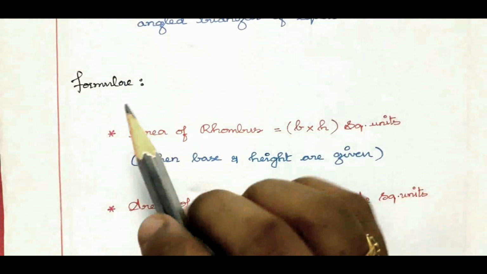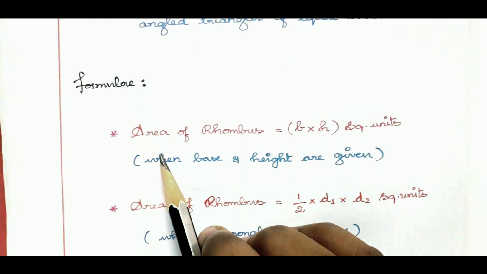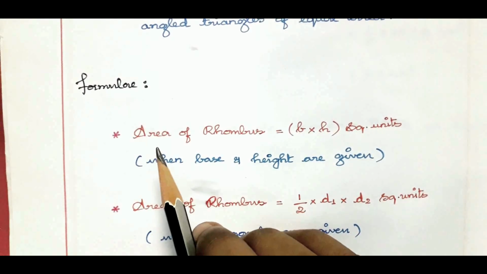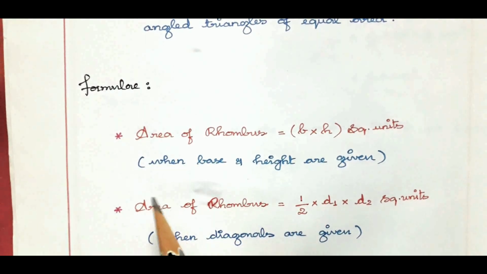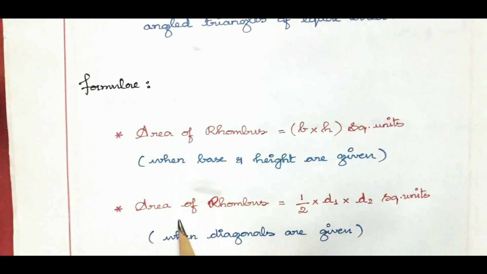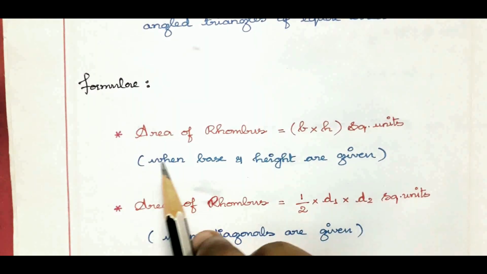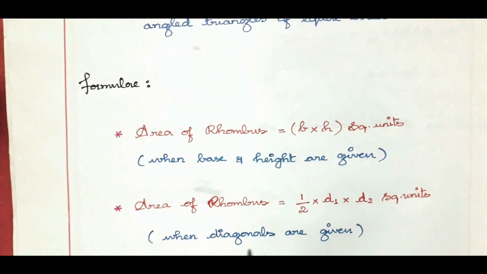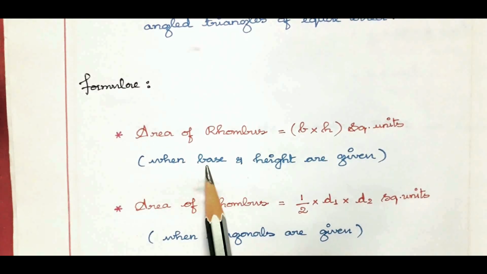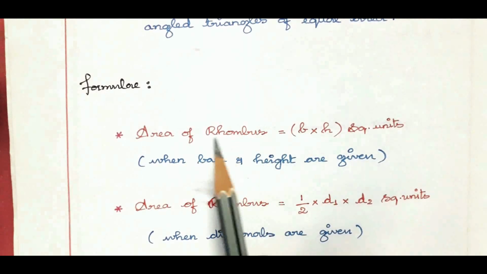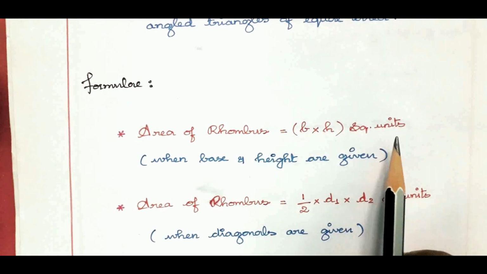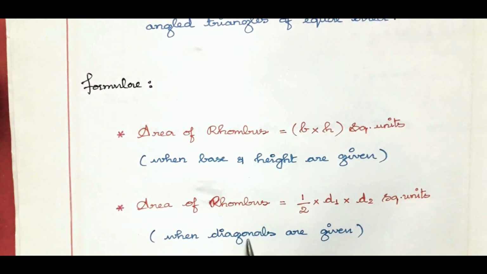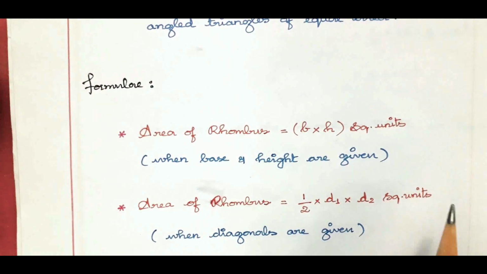When we consider the rhombus, the formulas are given here. For any three-sided or four-sided figure, we will have only one formula for area and perimeter. But for the rhombus, we will have two area formulas: one depends upon base and height, the other depends upon the diagonals. When the question gives base and height, you use the area of rhombus as base into height square units. If the question gives diagonals, then you use the area of rhombus as half into d1 into d2 square units.